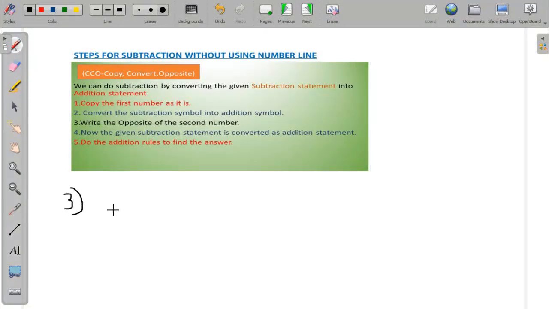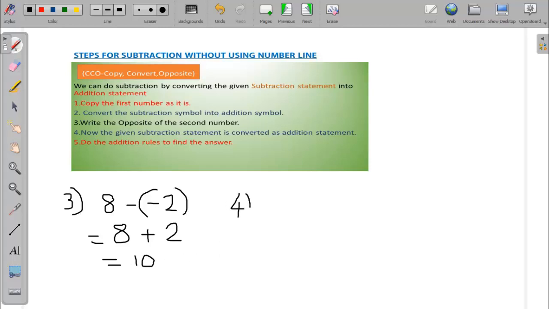Third sum, 8 minus -2. A positive number, subtraction, a negative number. What is the first step? Copy the first number as it is, 8. Convert the subtraction symbol into addition. Write the opposite of second number. So it is simple addition. 8 plus 2 equals 10.